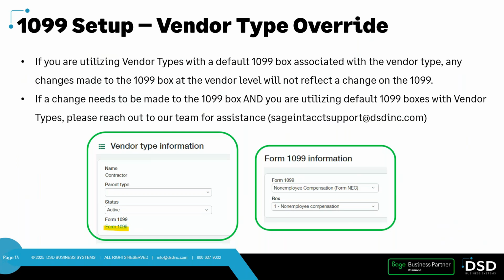If you do need to make a change for whatever reason, so maybe I have a box 1 on my vendor type, but I need the box to be box 3 for that vendor specifically, but I still need it to have that type, reach out to our team, Sage Intacct support at dsdinc.com. And we can assist you with making that change. It gets a little bit wonky. It doesn't apply to very many people. So please just reach out to us if you need to make that change.